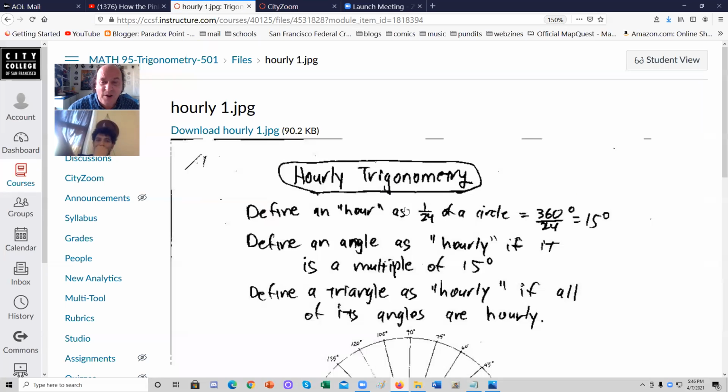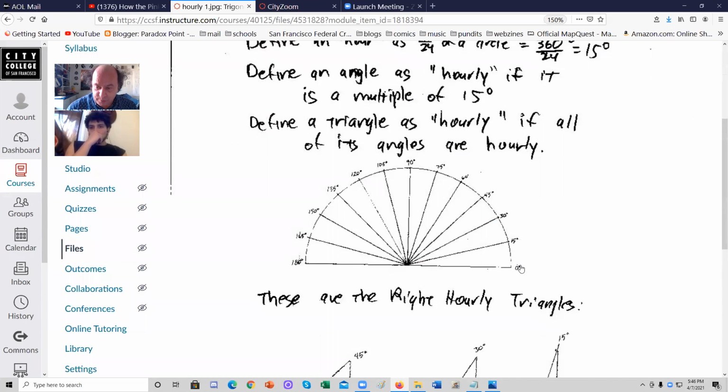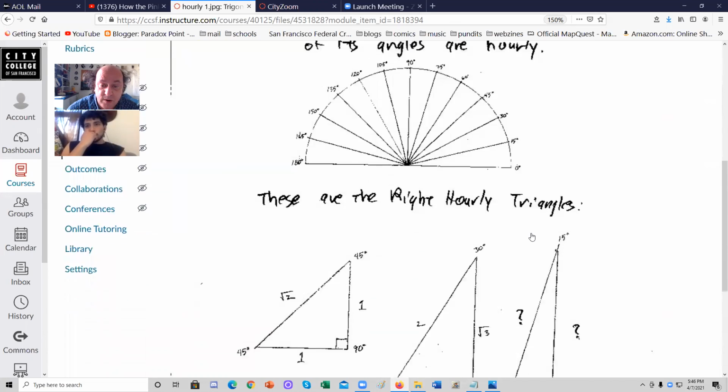And I define an hour as 1/24th of a circle, which you would divide 360 degrees by 24. That's 15 degrees. And I call an angle hourly if it's an integer multiple of 15 degrees. 0, 15, 30, 45, 60, 75, 90, 105, 120, 135, 150, 165, and 180. And I call a triangle hourly if all of its angles are hourly, multiples of 15 degrees.